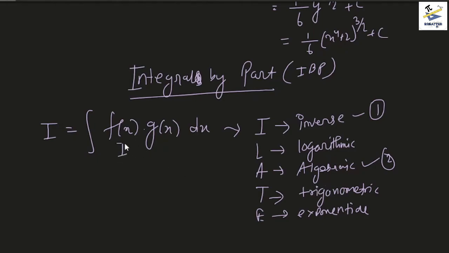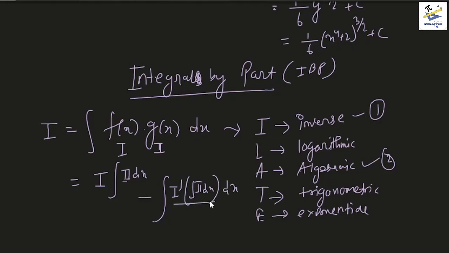So let us name here f(x) as function 1 and g(x) as function 2. Then what it gives you is function 1 times the integral of function 2 dx, minus the integral of the derivative of function 1 times the integral of function 2 dx, and the integration of this whole thing. So this is how it works. You take the first function and multiply it by the integral of the second, and subtract from it the integral of the derivative of the first function times the integral of the second function.